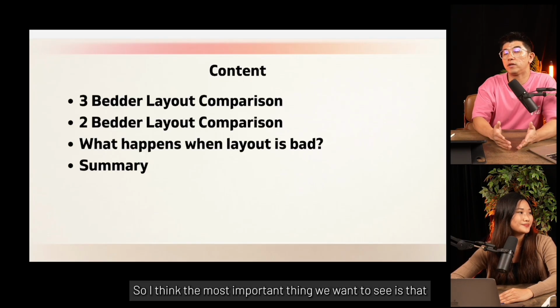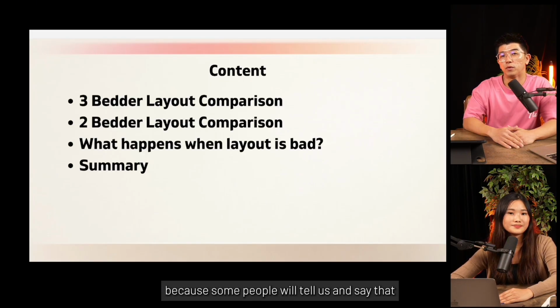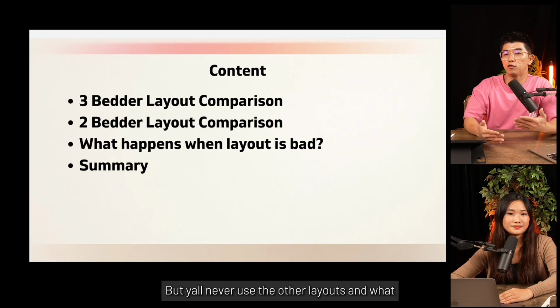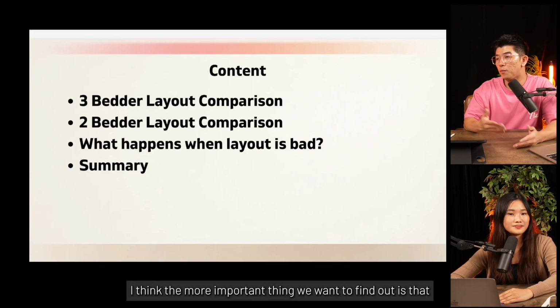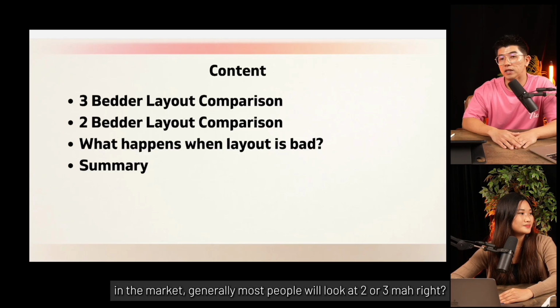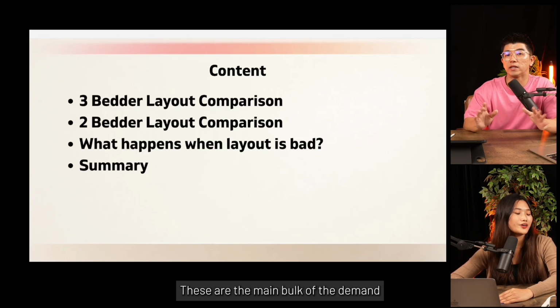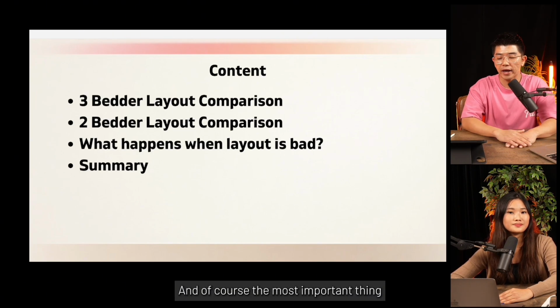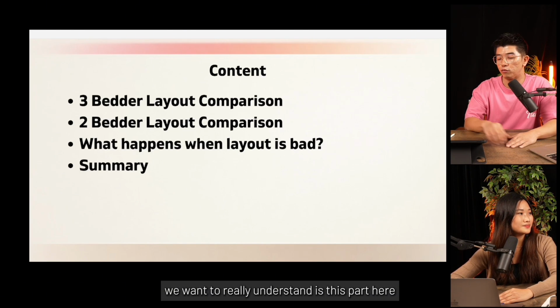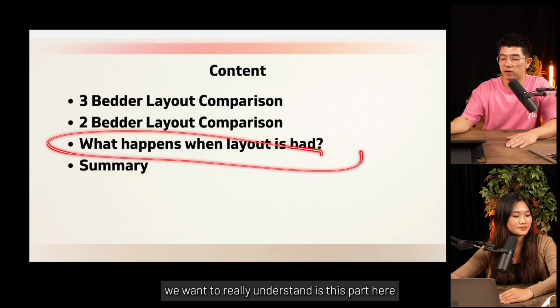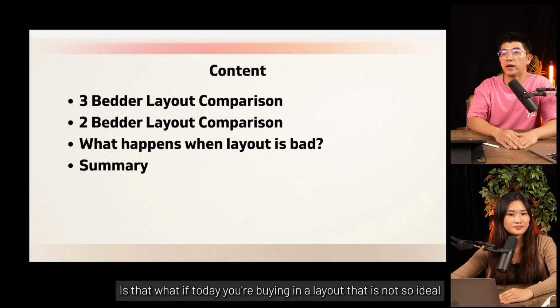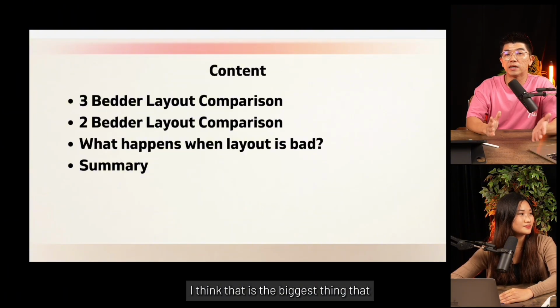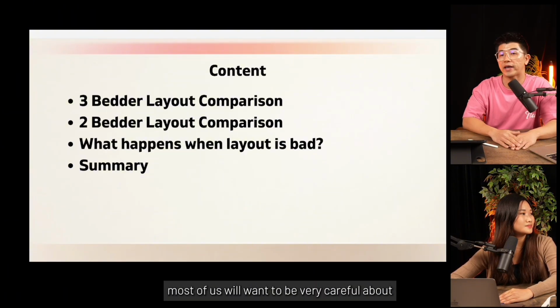Some people will tell us, but you never use the other layouts. The more important thing is that in the market, most people will look at 2 or 3 bedrooms. These are the main bulk of the demand in the whole resale market. And the most important thing we want to understand is this: what if today you're buying a layout that is not so ideal? I think that is the biggest thing most of us will want to be very careful about.